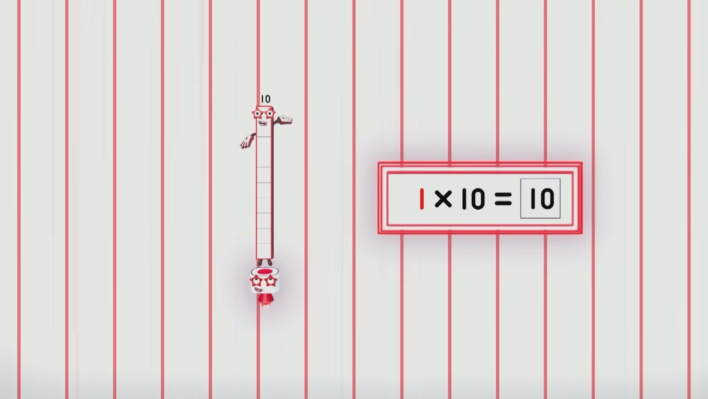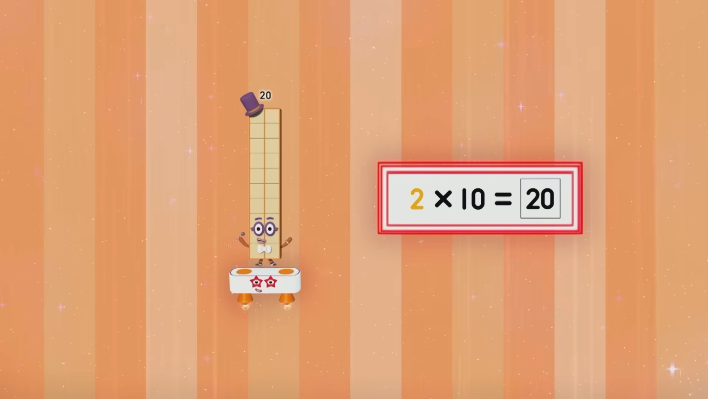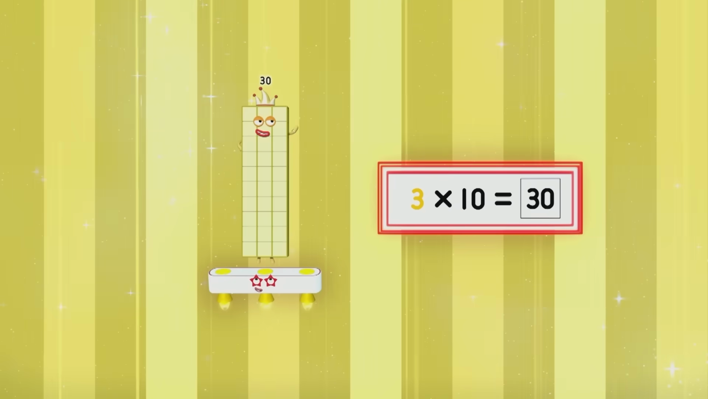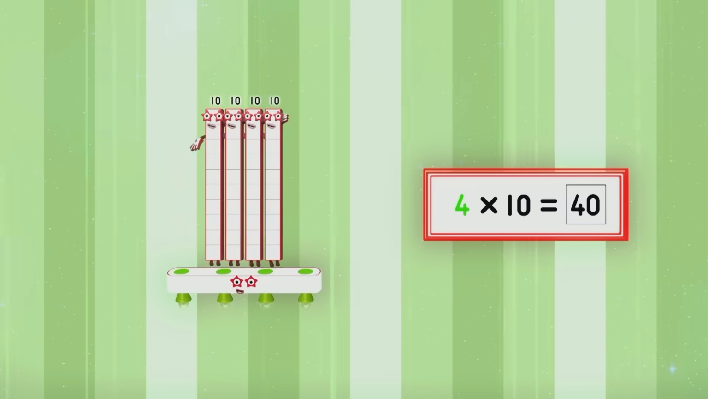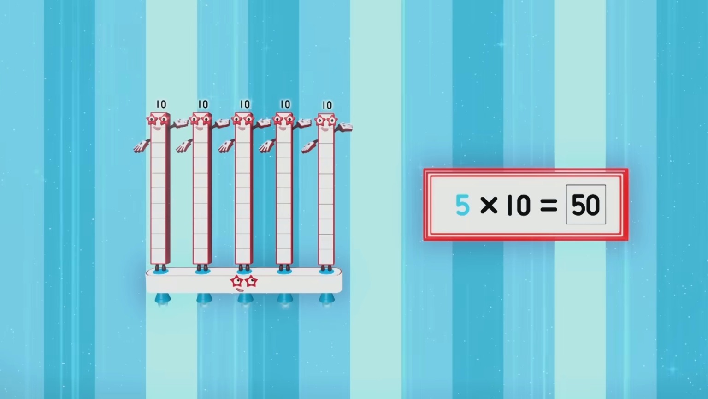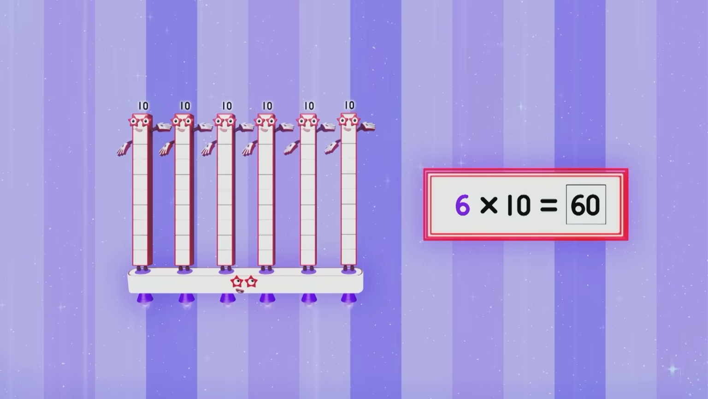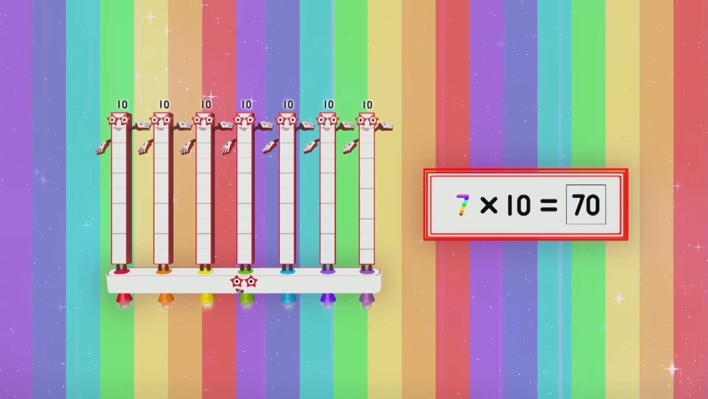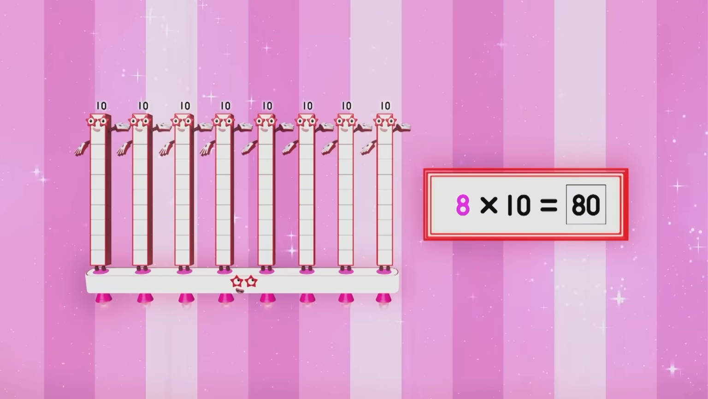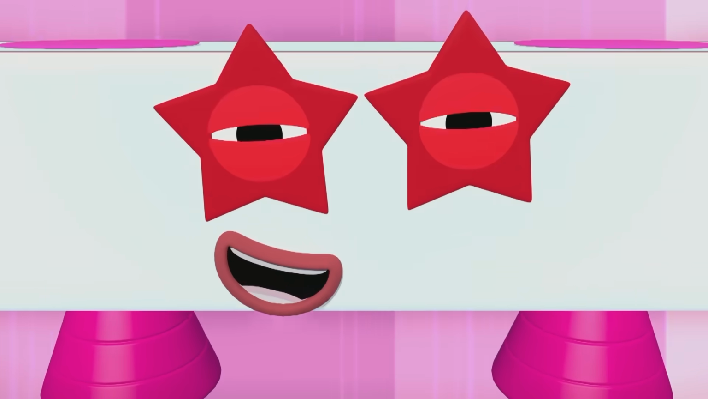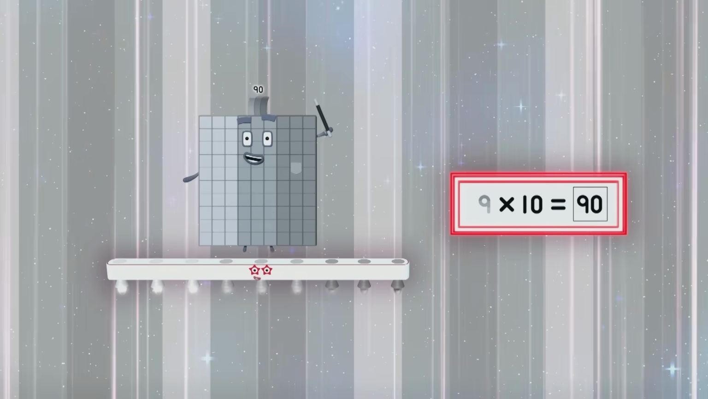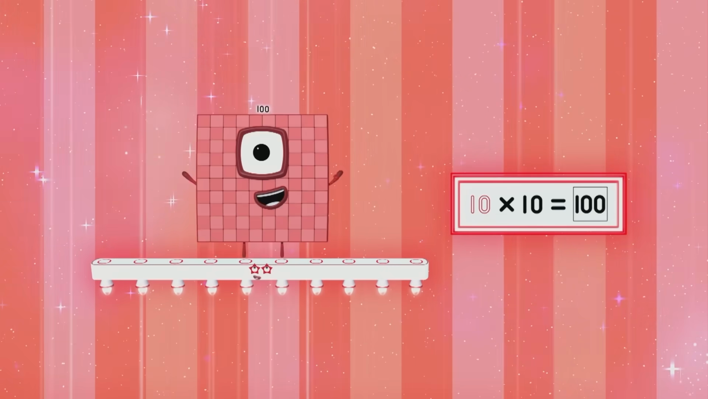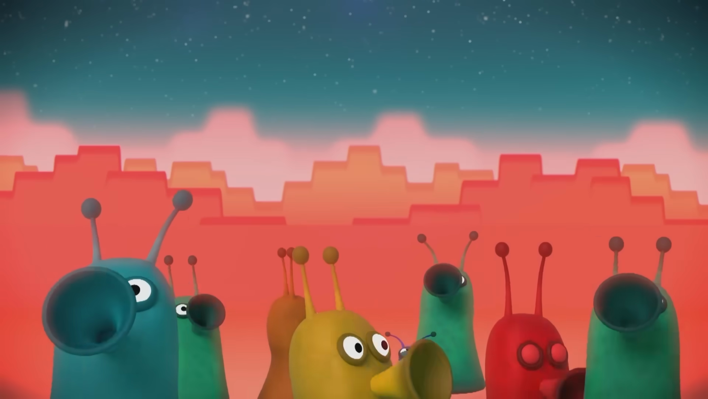One ten is 10. 2 tens are 20. 3 tens are 30. 4 tens are 40. Heroes with zeros. 5 tens are 50. 6 tens are 60. 7 tens are 70. 8 tens are 80. Heroes with zeros. 9 tens are 90. And 10 tens are 100. Heroes with zeros.